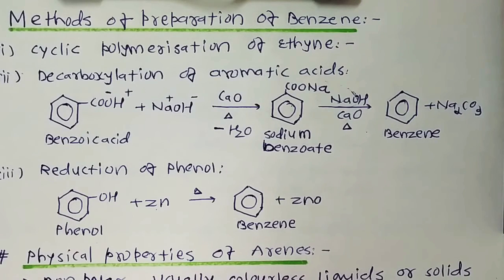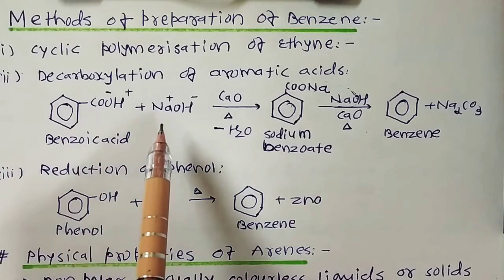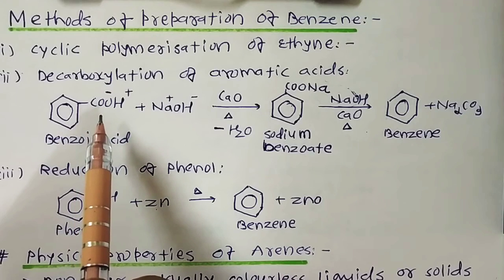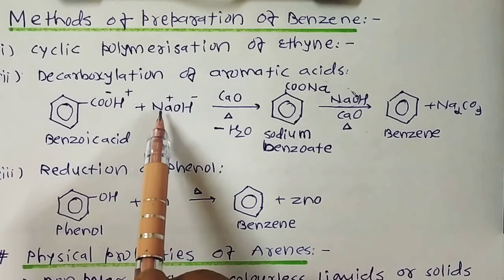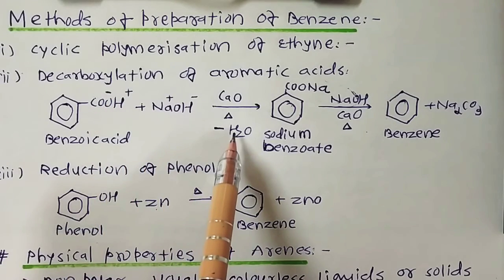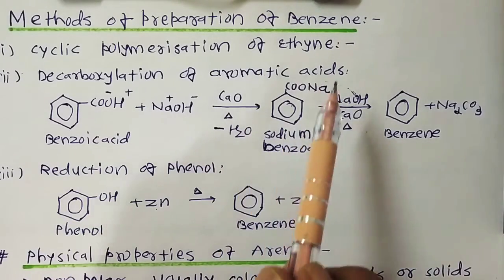Then we move to another point, the decarboxylation of aromatic acids. Decarboxylation means we have to remove carbon dioxide. Most decarboxylation reactions can be carried out with the help of soda lime. We have a compound, benzoic acid, and when it reacts with sodium hydroxide, as we know that benzoic acid is acidic in nature and NaOH is basic in nature, Na is attached with the minus, and OH, so water is released and we get the product sodium benzoate. Our textbook starts from this intermediate product.